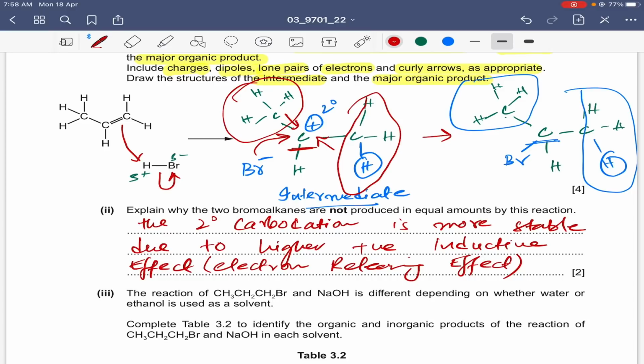That's why they are not produced in equal amounts, right? The other one is the primary carbocation, which is less stable, with less positive inductive effect.